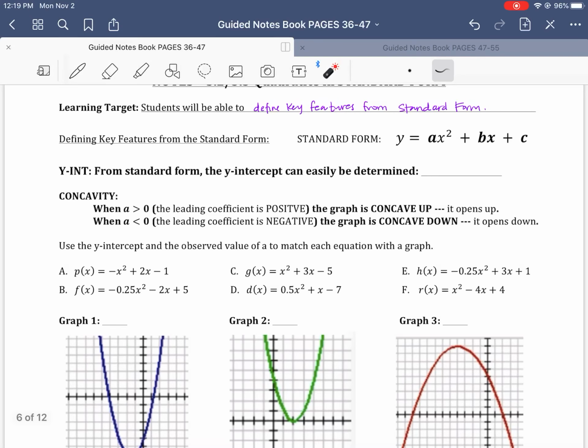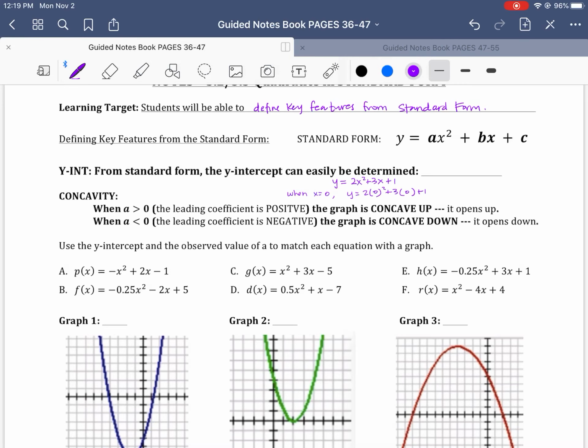The easiest key feature actually to find is the y-intercept from the standard form. And that's because y-intercepts occur when x is 0. And if you think about, if I take y is equal to, let's say we have 2x squared plus 3x plus 1. If I put 0 in for x, because that's when we have y-intercepts. So if I put a 0 in everywhere I see an x, right?